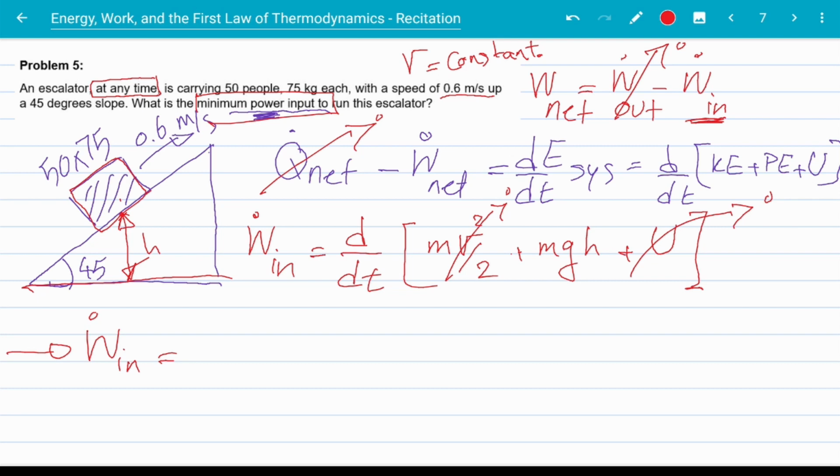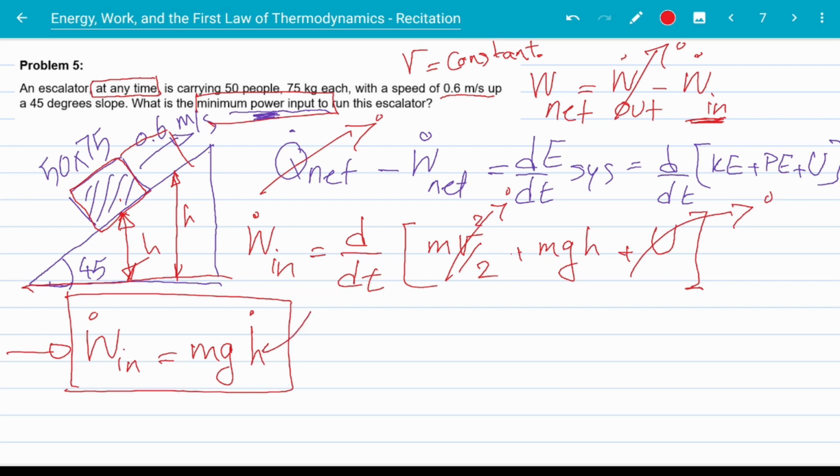Mass doesn't change, g doesn't change, so they are the constants, they jump out. H, however, changes because the box is here at this time. A second later, the box is here, and h is different. So h is a function of time, h dot. So this is the equation that we are looking for. Now we have a new unknown, h dot. So what is h dot?